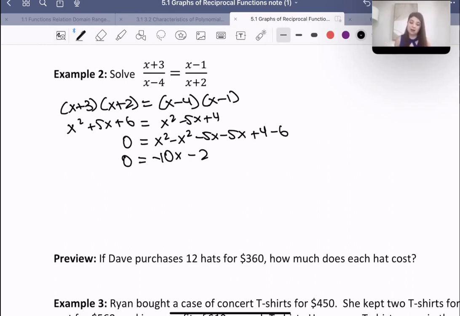So I actually am going to put the 2 back on the other side and get negative 10x is equal to 2. And therefore, x is equal to negative 1/5, or negative 0.2, whichever you prefer. Awesome. There we go.